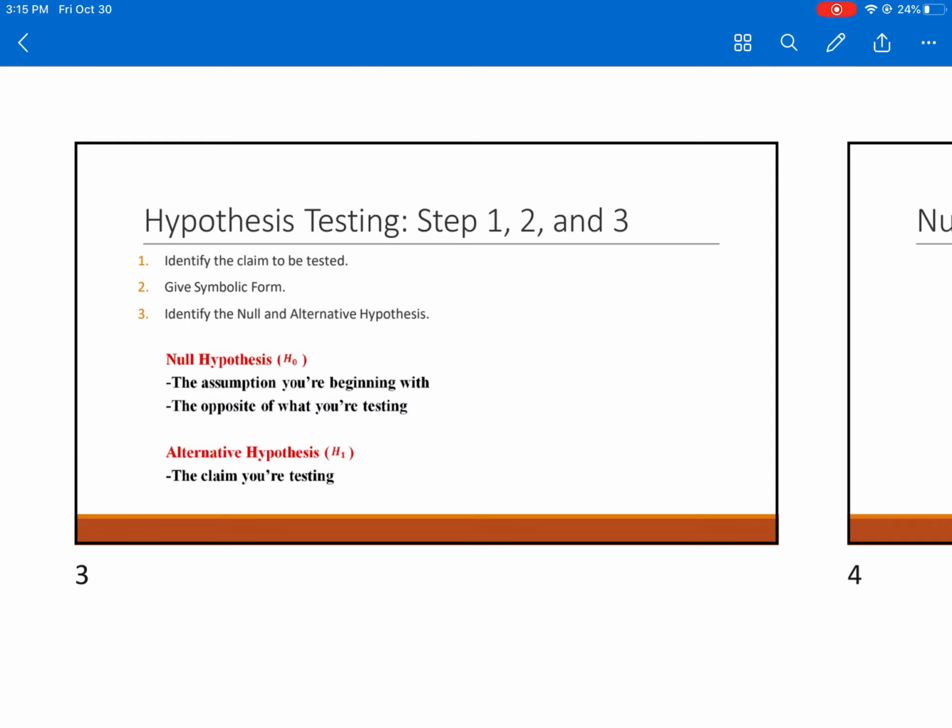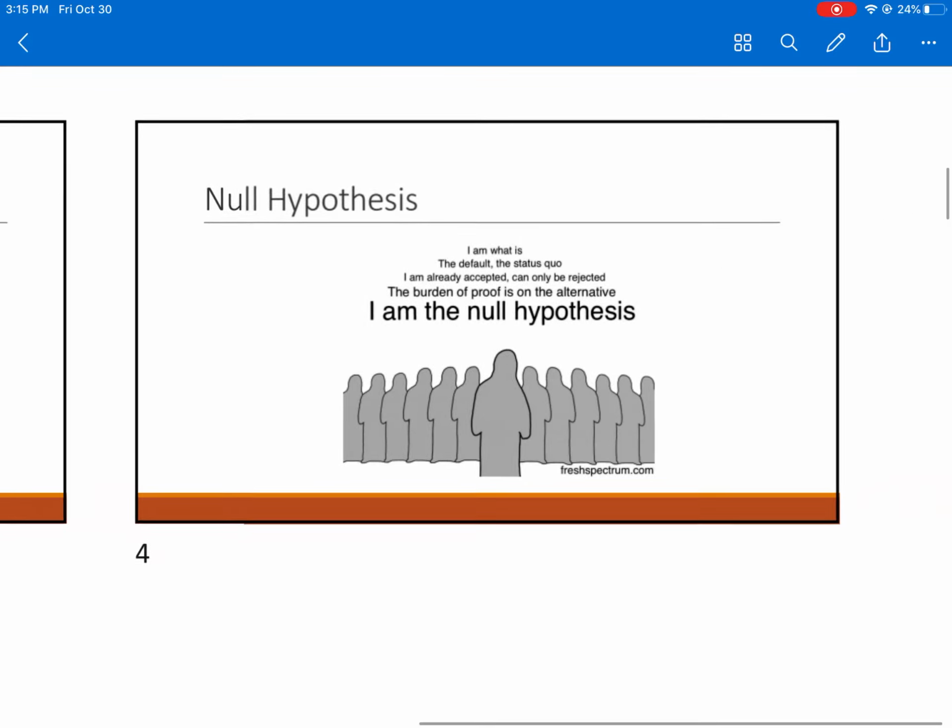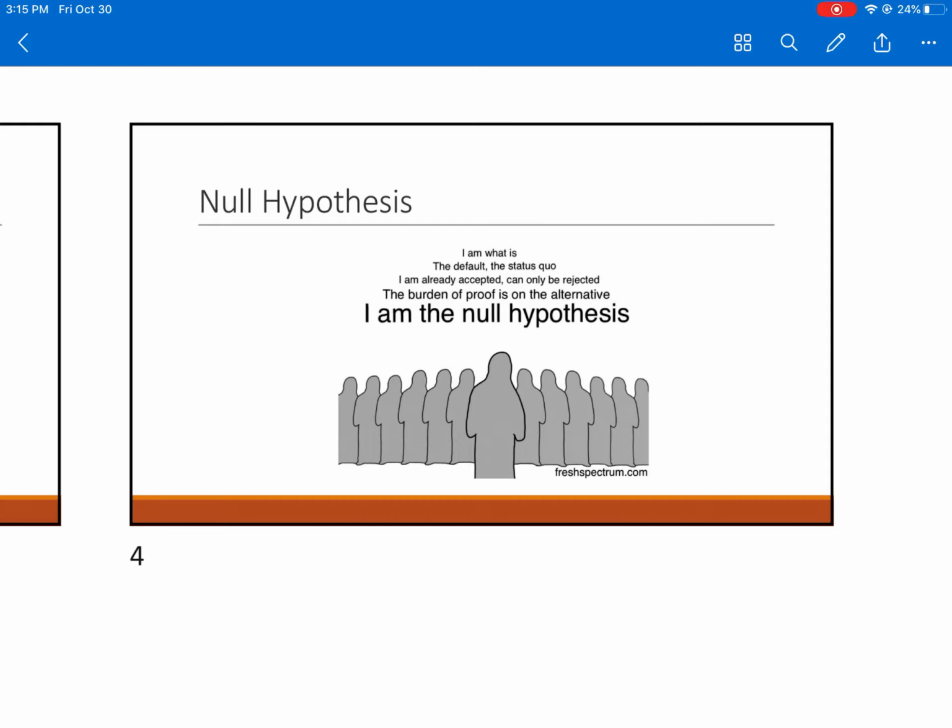So steps 1 through 3, that's where I'm going to be writing my null hypothesis. And remember, your null hypothesis is the accepted fact. And then you have your alternative hypothesis. That's what you as a researcher are claiming to test. So again, those steps are to identify the claim to be tested, write it in symbolic form, and identify the null and alternative hypothesis.